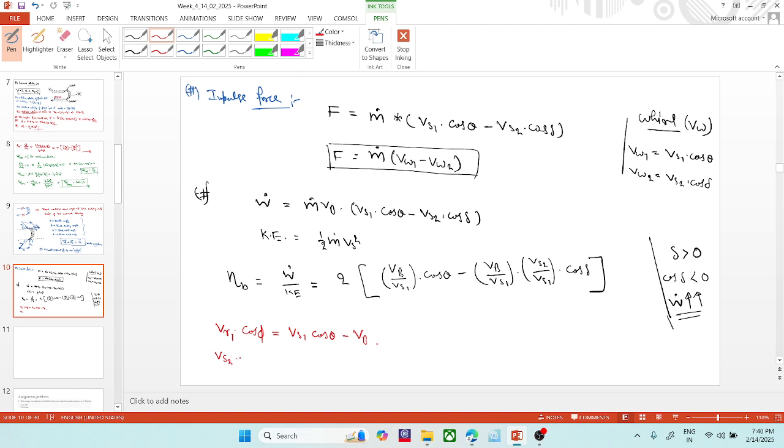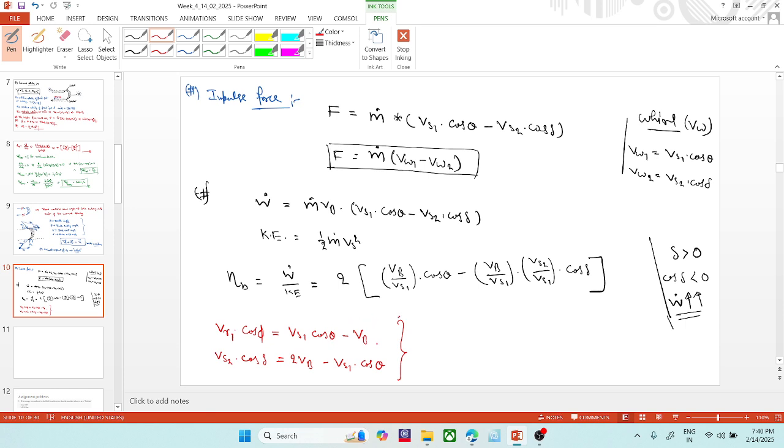Second thing we can write: Vs2 cos del is equal to 2VB minus Vs1 cos theta. So these two relations we have to use when we determine the optimum blade velocity.